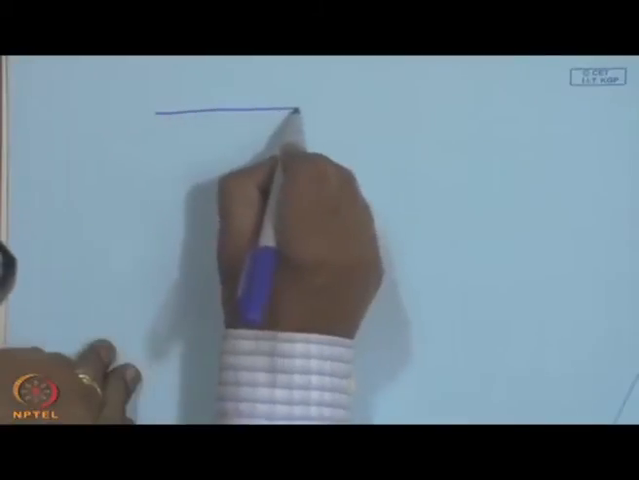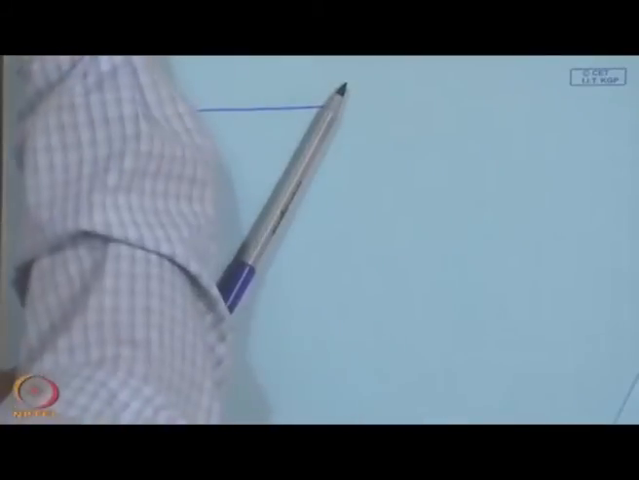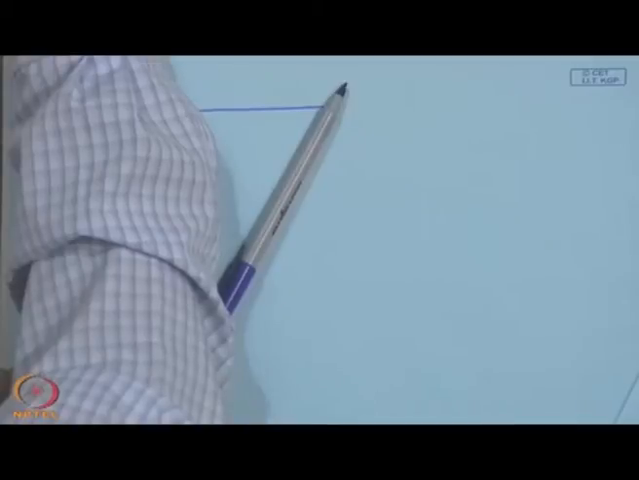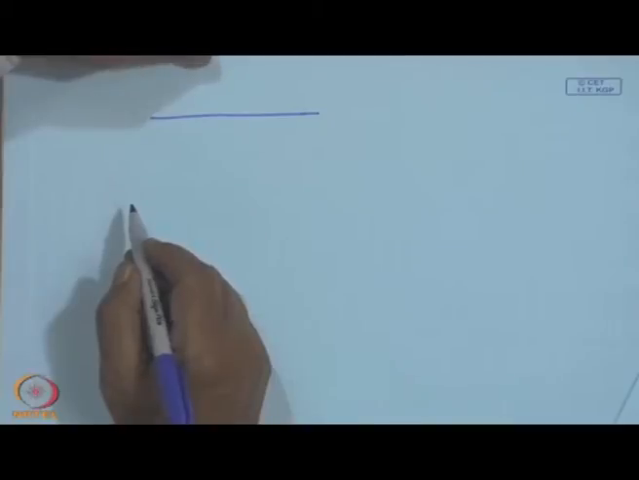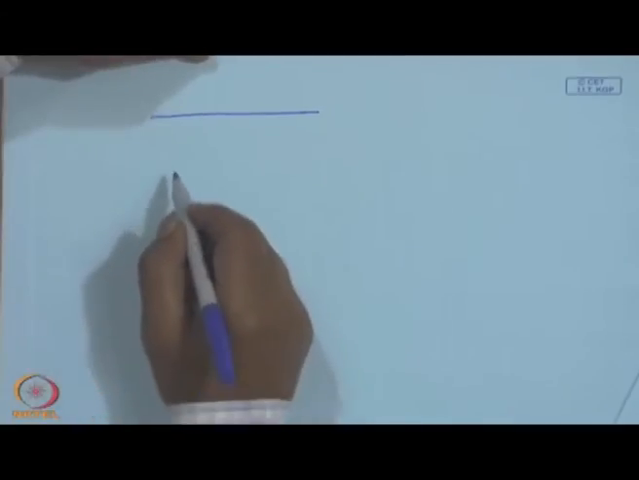So, we can analyze this particular element. So, temperature distribution between the tubes and the collector efficiency factor. So, that is what I have already shown in the picture.